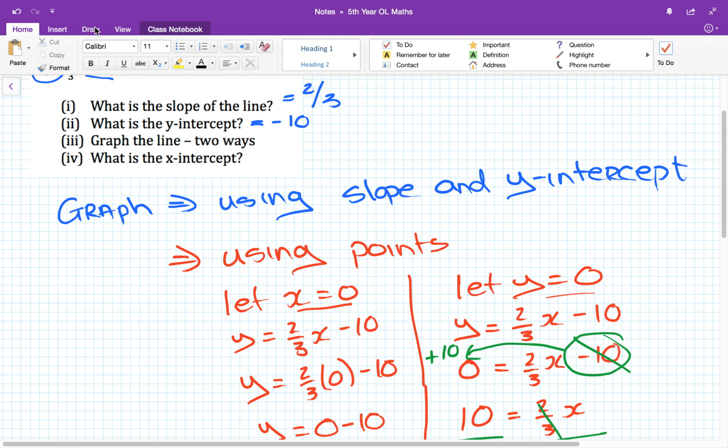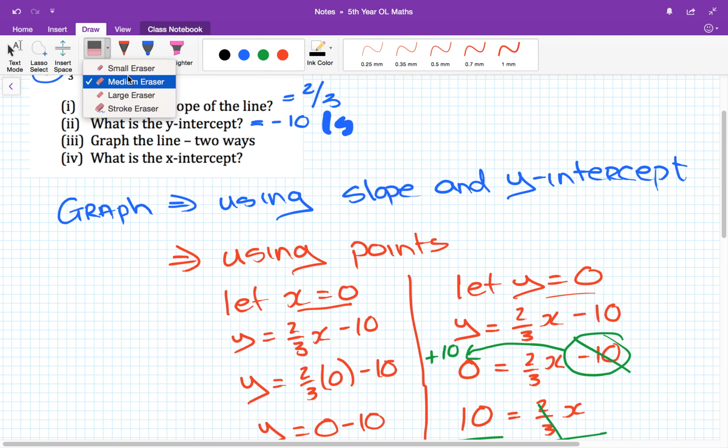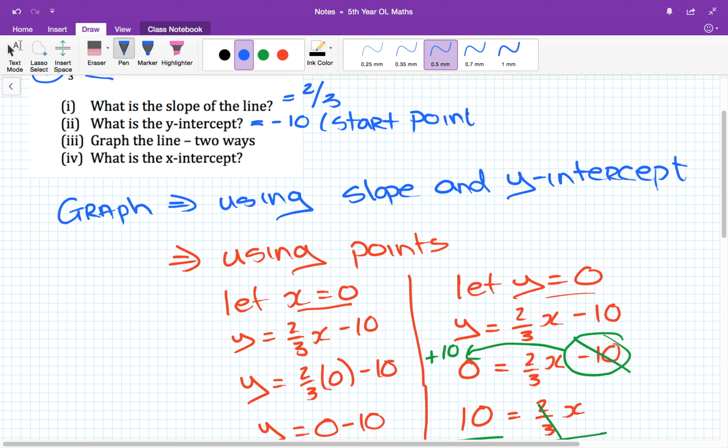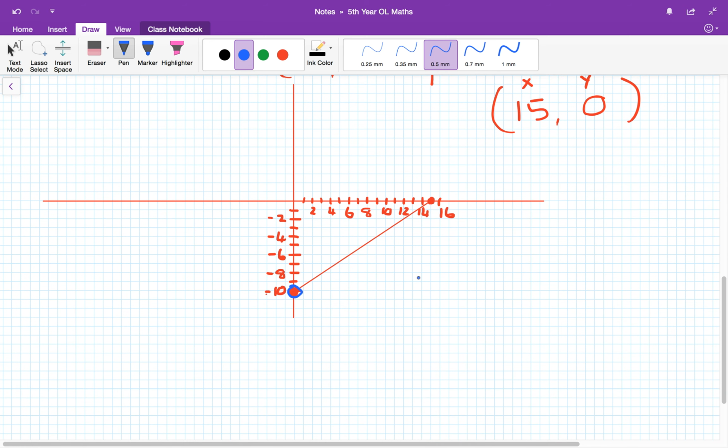Okay, and that's plotted one way using the points. So now if I go back up and plot it the other way, using the slope and the y-intercept, okay? So the y-intercept, which is this one here, is your start point. Okay, so we're going to go to minus 10, and that's where we're going to start. So minus 10 was obviously part of my other line as well, so I'm just going to circle it. Okay, so that's where we start. Then you have to take the slope. So the slope was 2 over 3.